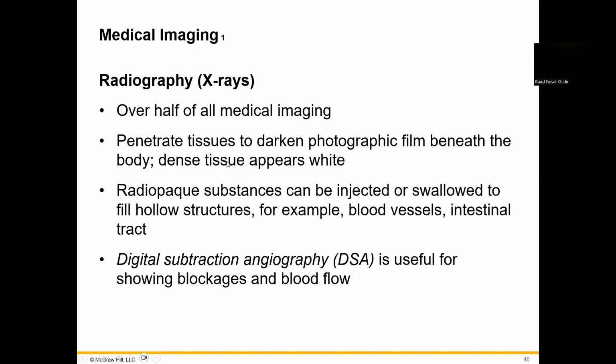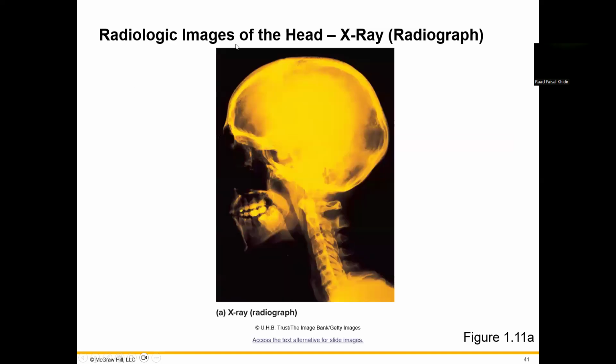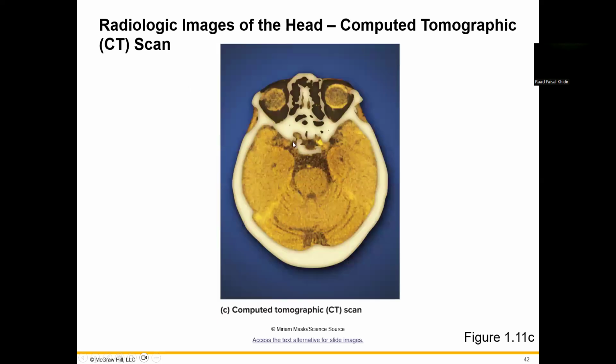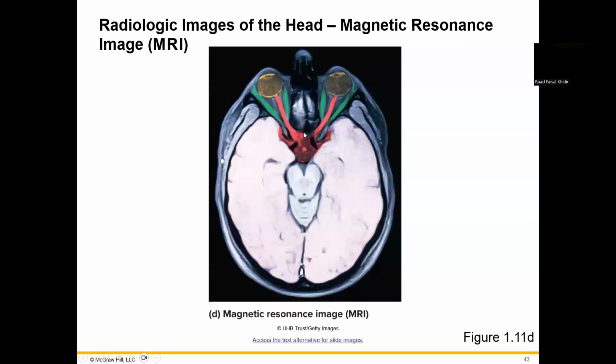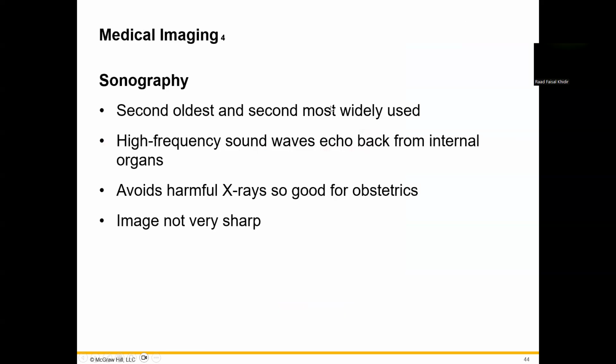So radiography, you see, these are radio-opaque substances. They can be injected or swallowed to fill the hollow structures. And there is digital subtraction angiography, and that shows you if there's any blockage of the blood vessel. That shows you the X-ray, that's for diagnostic. Computer tomography takes place through the transverse section plane. And this is the MRI. Sonography is the second oldest and second most widely used to diagnose the development of the fetus.